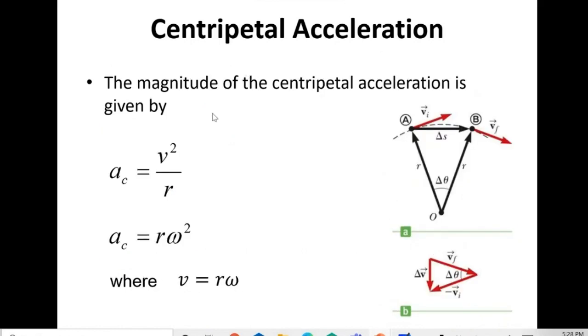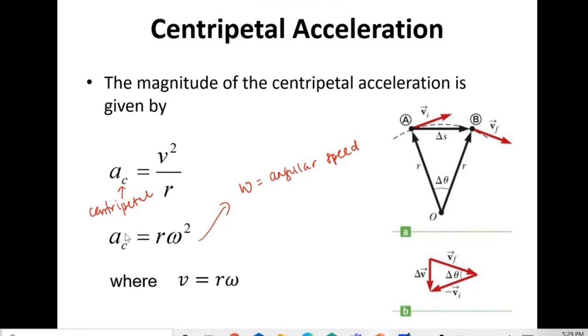So centripetal acceleration is given as v squared over r. Centripetal acceleration can also be written in terms of omega. Omega is angular speed. So a_c, where c stands for centripetal acceleration. And the direction of the centripetal acceleration is always towards the center of the circle.